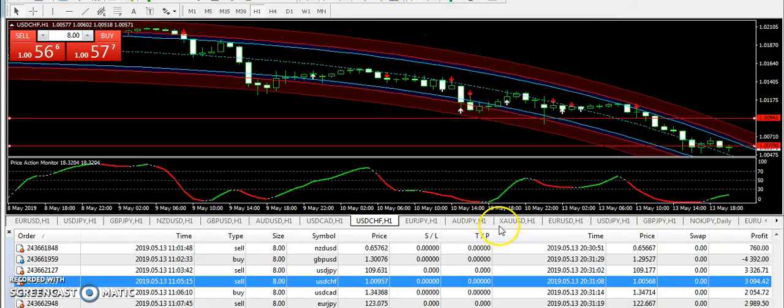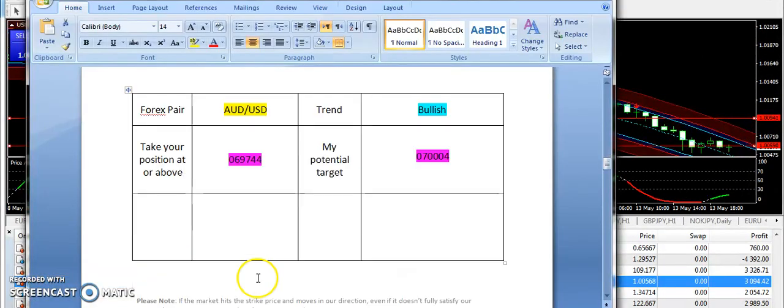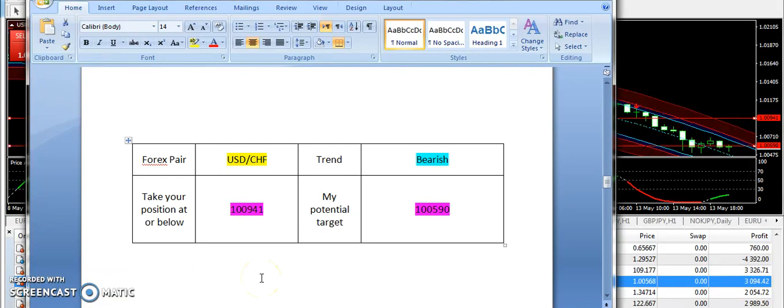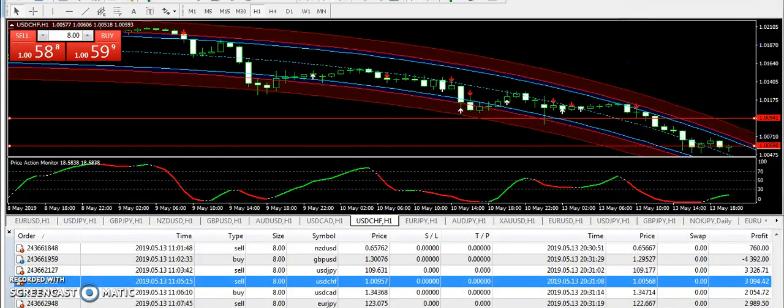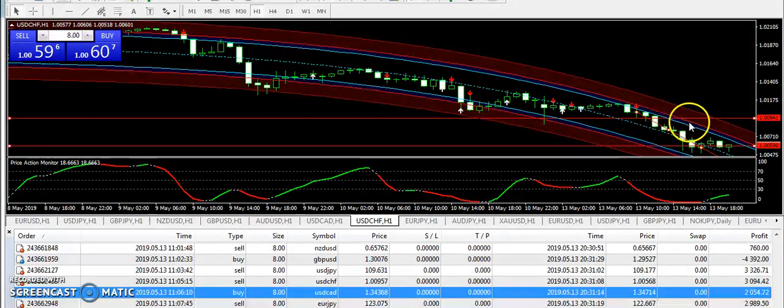Now let's talk about the weakness that we have seen today on USDCHF. It's going down, and I have already highlighted this in my previous analysis. 1.00941 was the bearish entry from my side, and 1.00590 is the target price. You can see that today the market has followed the bearish pattern again, and USDCHF is finally down. So I congratulate all those traders who have taken the sell positions today on USDCHF. They must have collected a very good profit.